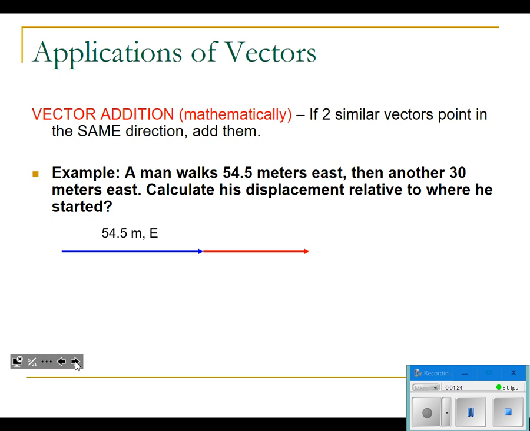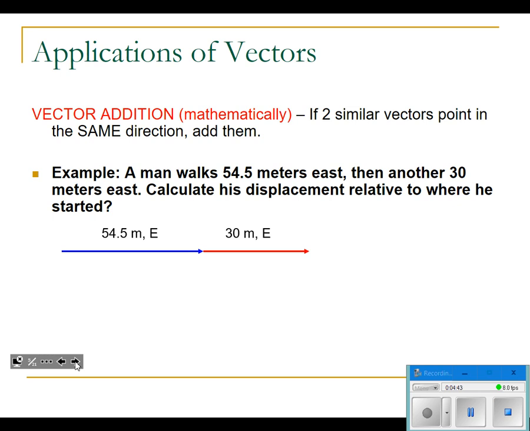So that's the method of how we draw vectors. Okay? Then I would label this one 30 meters east. I'm not concerned about their size, except notice I did put the blue one bigger than the red one, and that's because 54.5 meters is bigger than 30. So we can make sure that our representations match there.